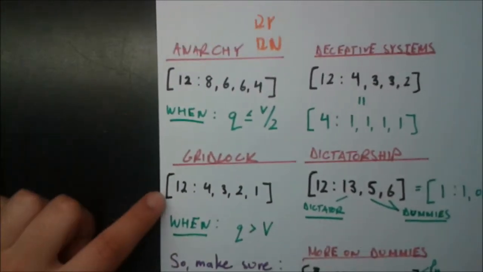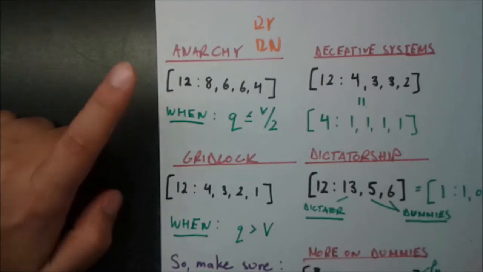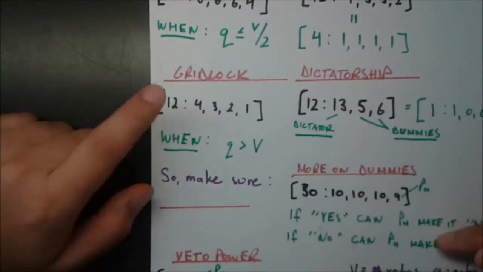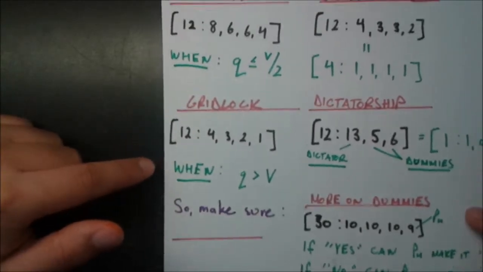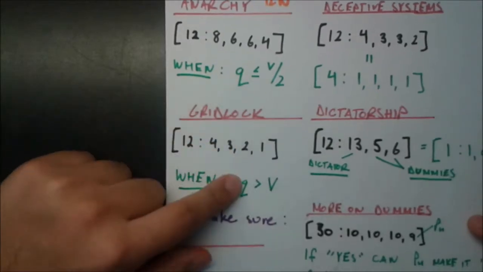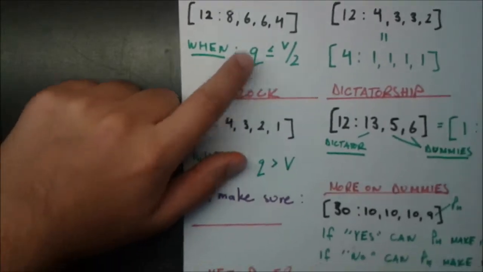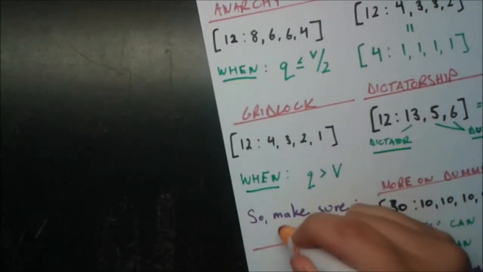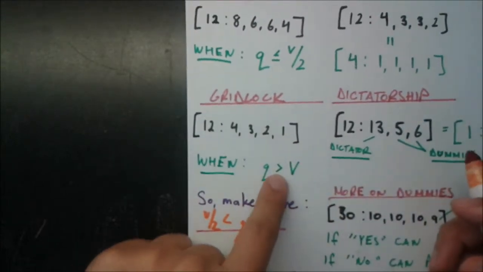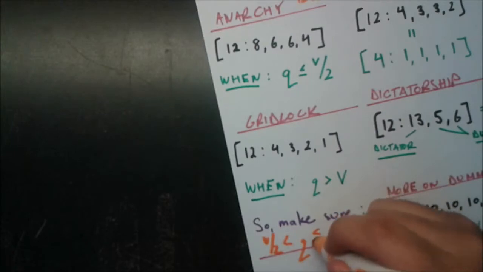So using these two examples, we don't want Anarchy because we want a single decision, not two, and we don't want Gridlock because we want to be able to find a decision in the end. So what do we make sure of? We make sure that both these conditions are not true. We do not want this and we don't want this. So Q should be greater than V over 2. And what should also be true? It should be less than or equal to V.